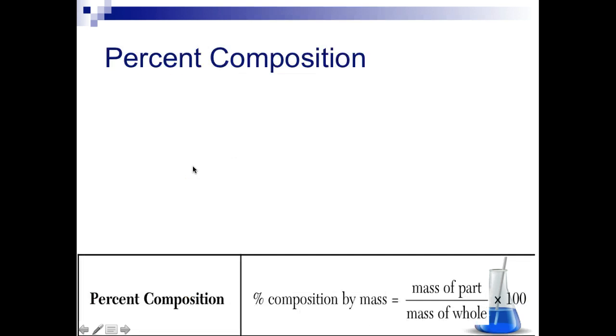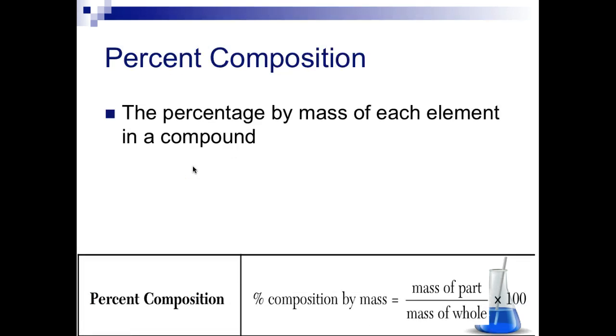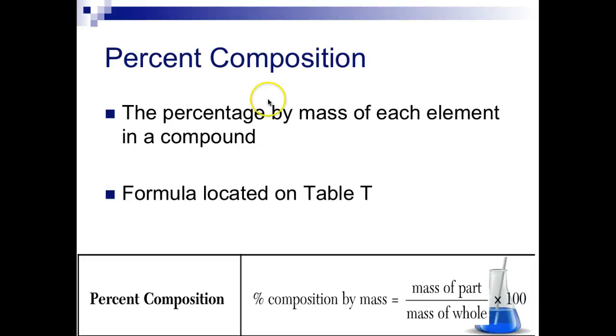So what actually is it for our class? The percent by mass of each element in a compound is what we call the percent composition. There's actually a formula for it. It's located in Table T: percent composition by mass equals mass of the part over the mass of the whole times 100.